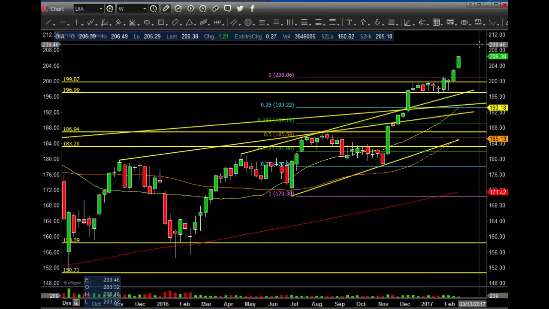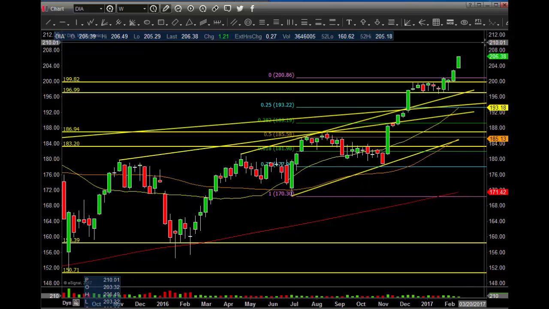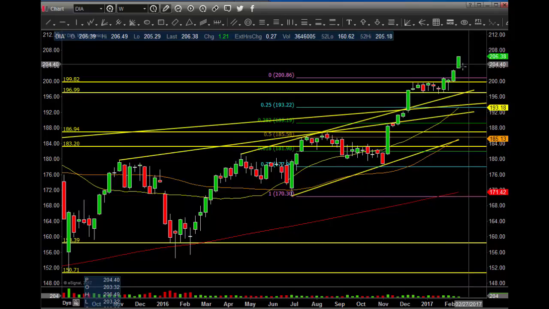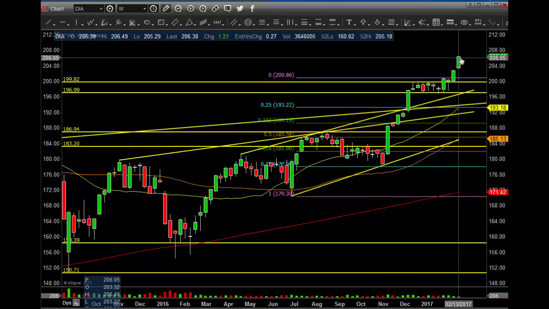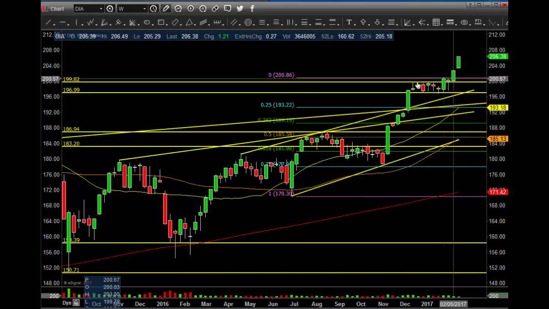We talked about 210. 205, then 210. I wouldn't rule it out at this point. We're just starting to move out, getting a little bit extended, so I'd expect maybe another consolidation and then the next move up possibly. If you're bullish, you just got to keep it rolling.